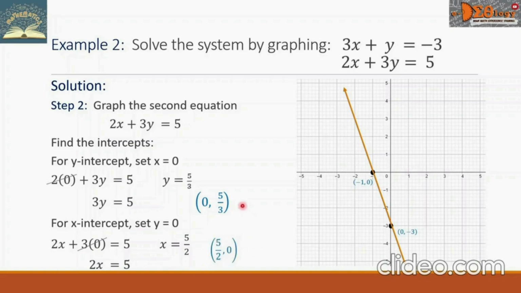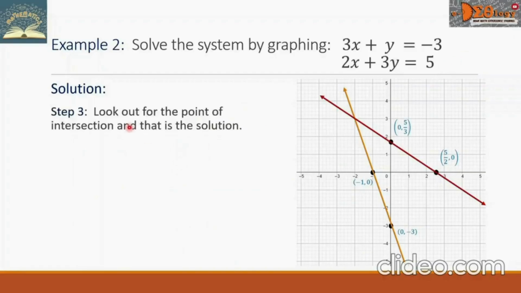Let us plot these 2 points, then we connect the 2 points. This is the 0, 5 over 3, while this is the point 5 over 2, 0. We connect the 2 points by a line. This is now the graph of the second equation.